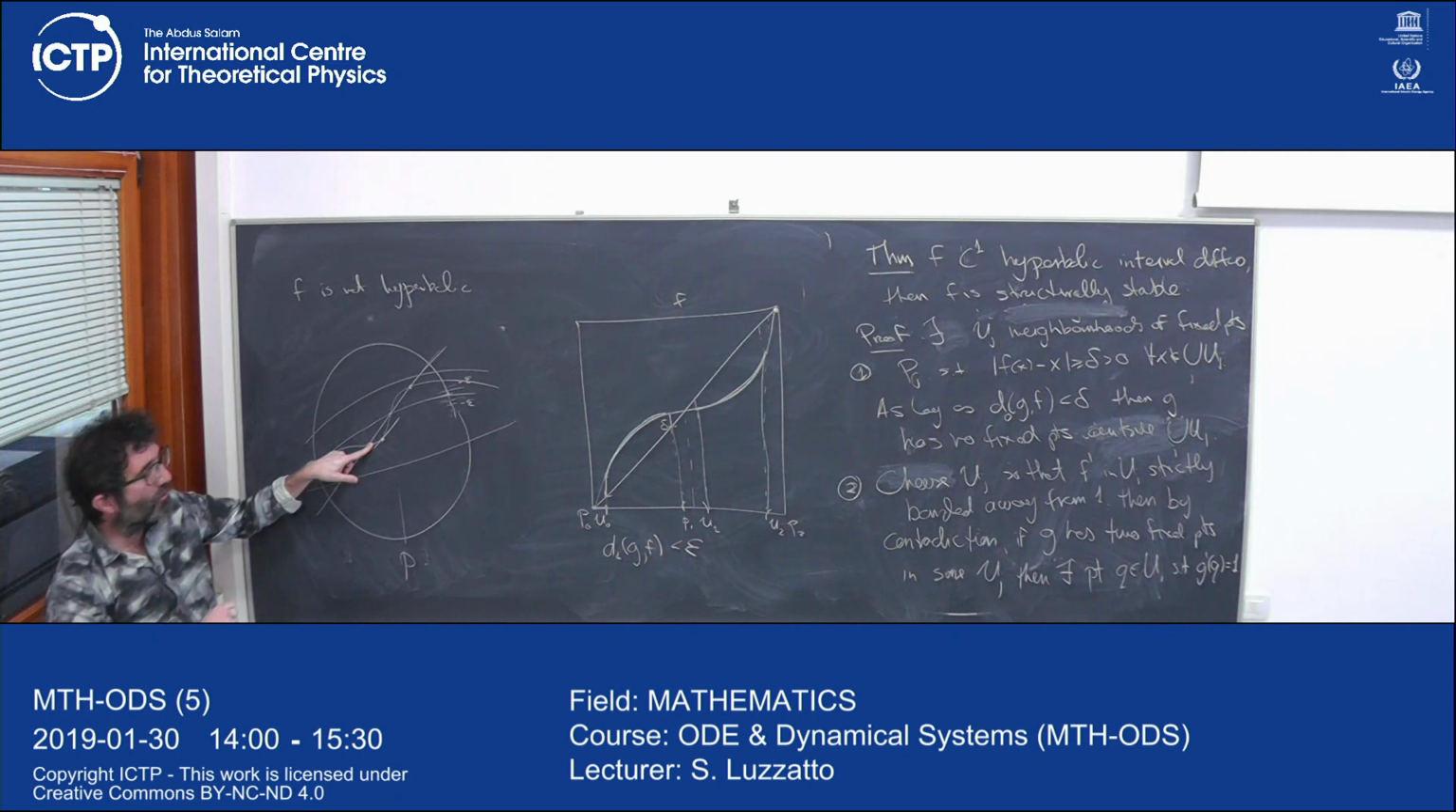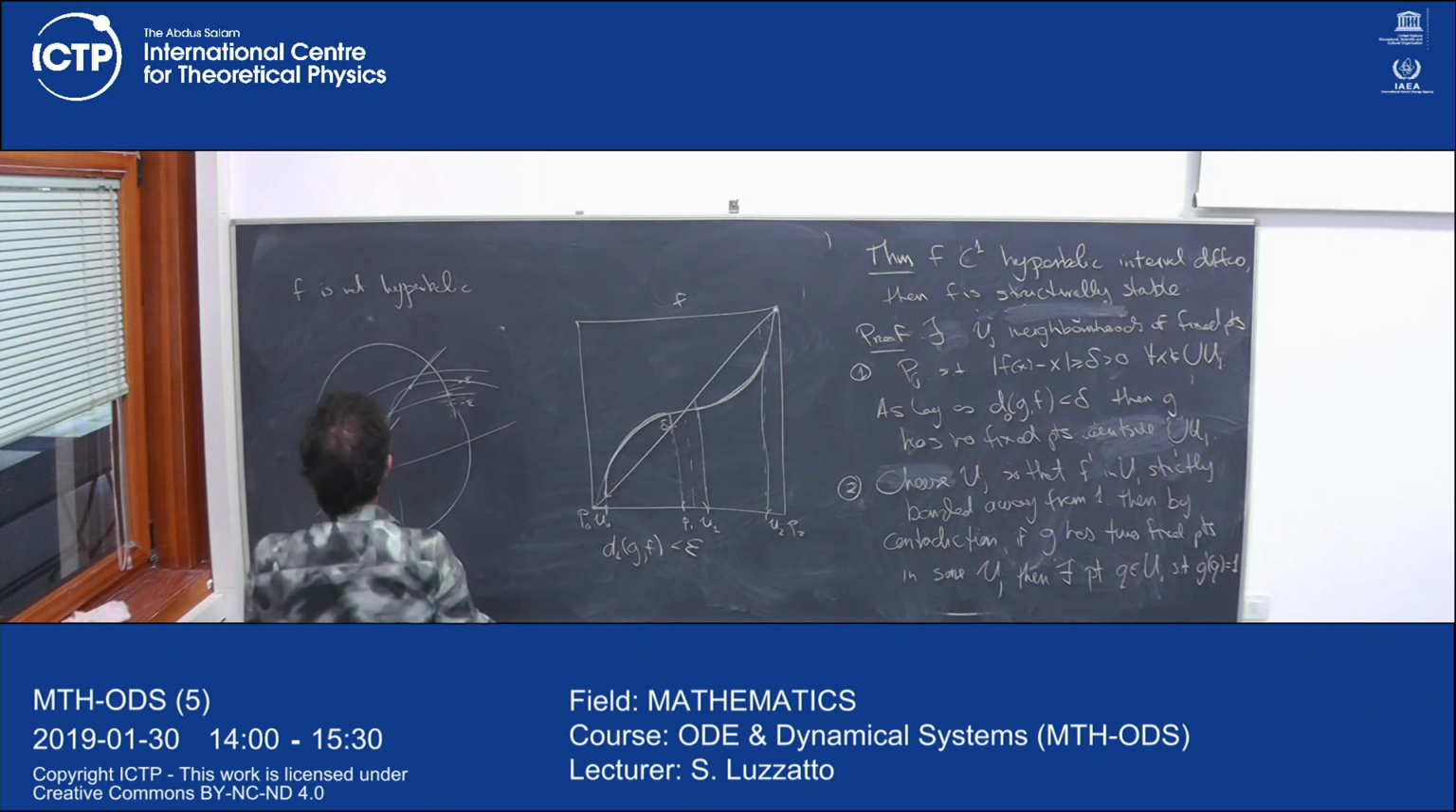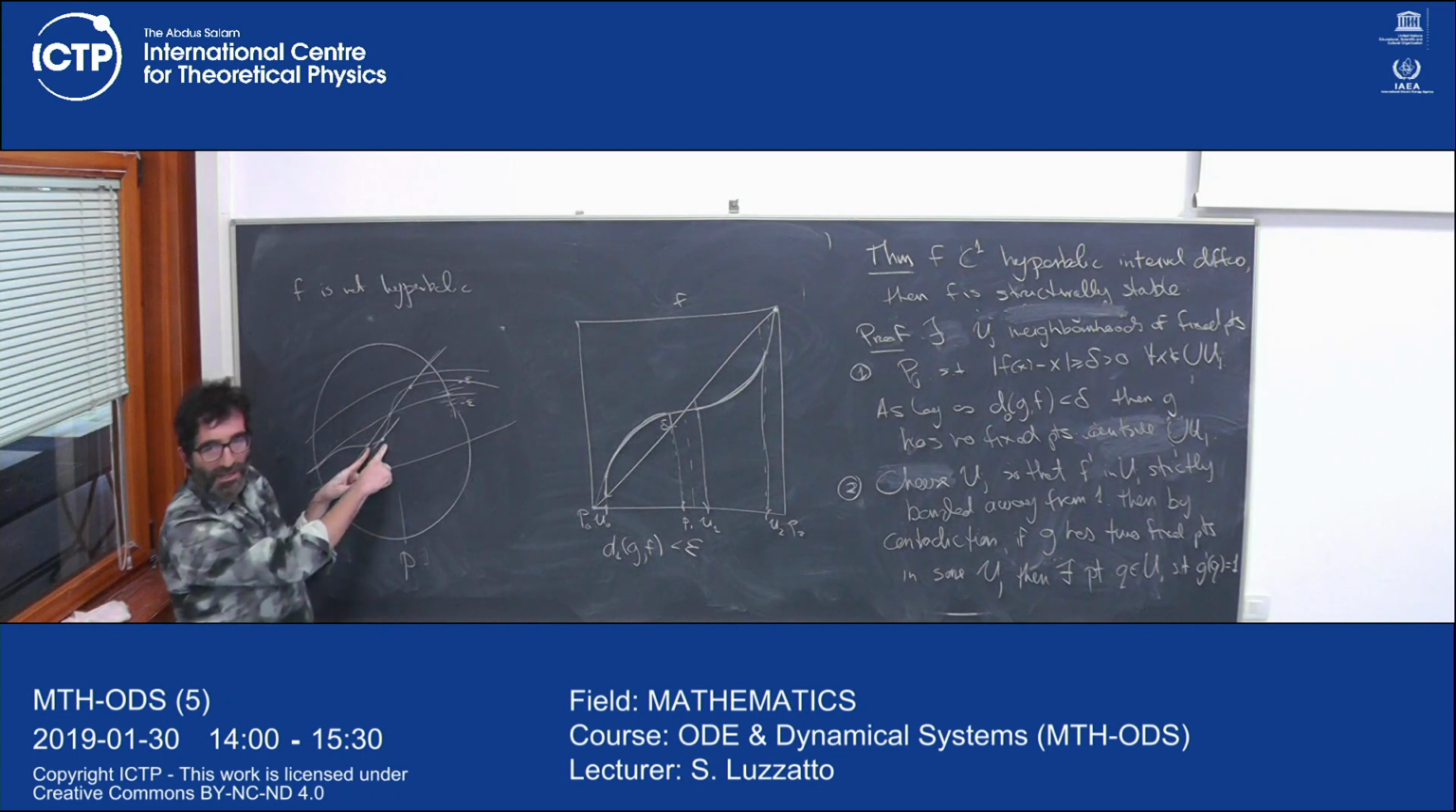And why does that give a contradiction? Wait, let's see if we... Sorry, you said? Yeah, we see one hyperbolic, its derivative is not 1. No, the derivative at the fixed point cannot be equal to 1, but somewhere else it can be equal to 1.